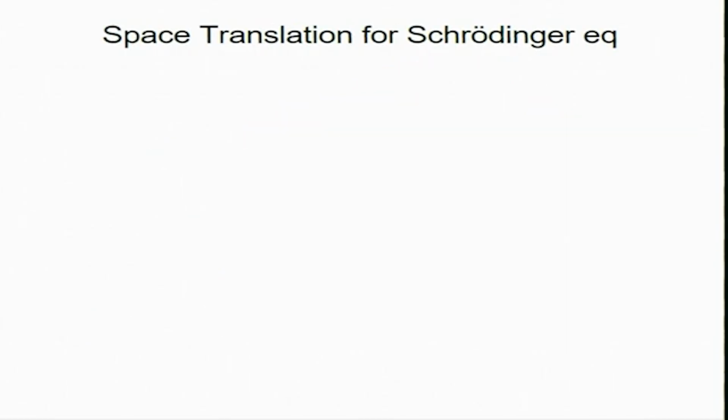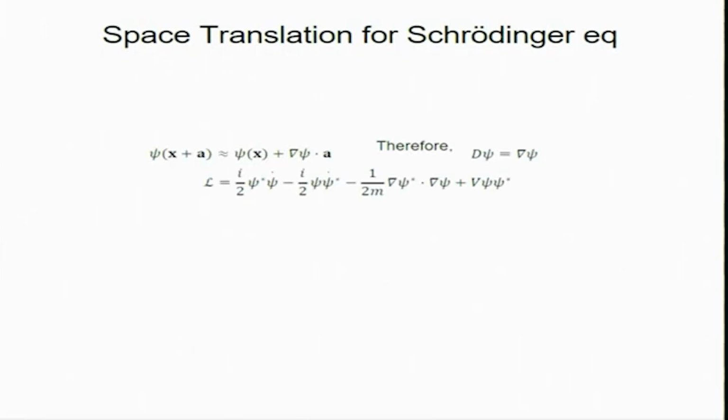Now, let us look at space translation. I want to move fast. It basically follows the same logic, but I am going to shift not in time, but in space. You can think that I am shifting the setup by space. So, my delta psi will be d psi.